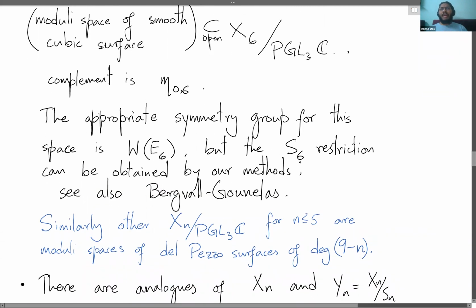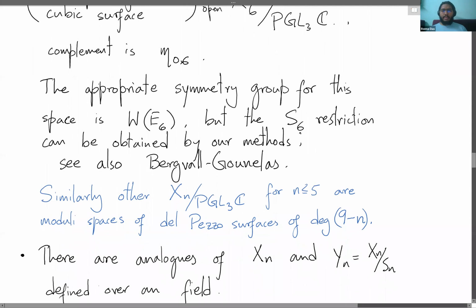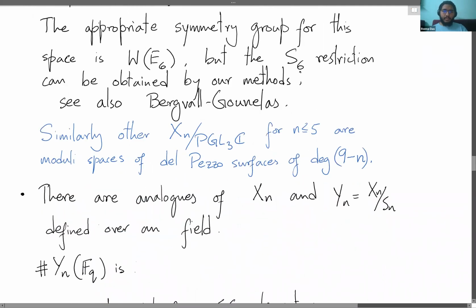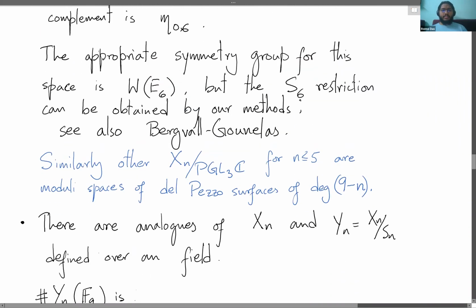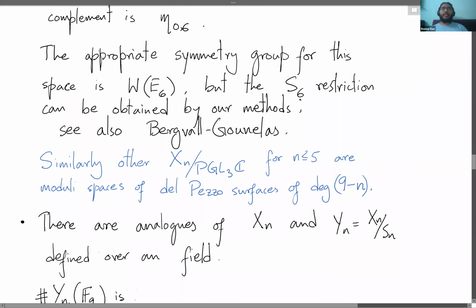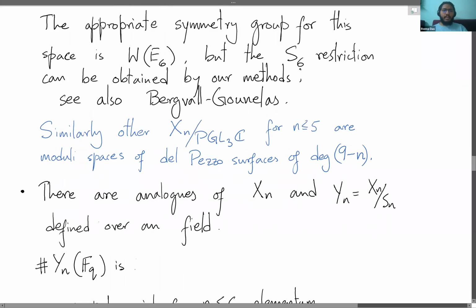Similarly, for n at most 5, this extra condition of not being on a conic does not appear. So those are literally the same as the moduli space of del Pezzo surfaces of degree 9 minus n. If you know what del Pezzo surfaces are, this should make sense to you. Otherwise, just ignore that, the thing in blue. Okay. So the point of these two connections was that these spaces are well related to other moduli spaces that people are interested in.